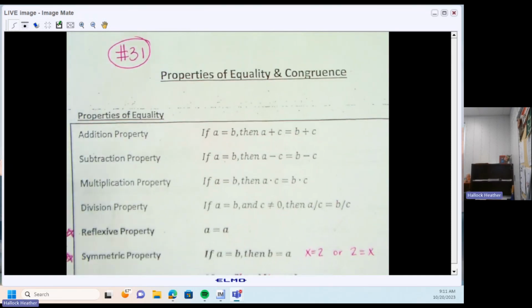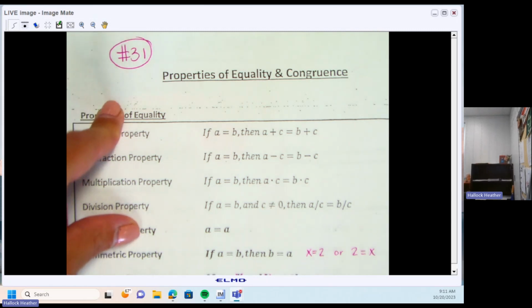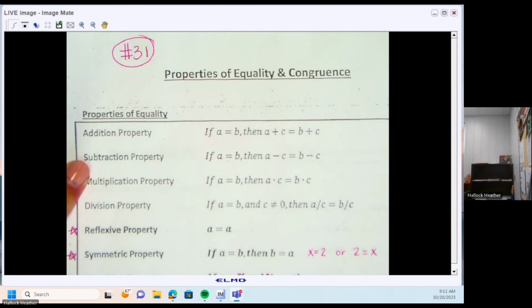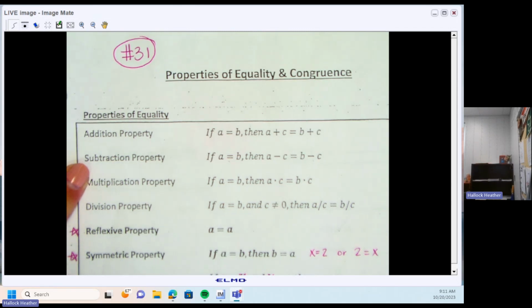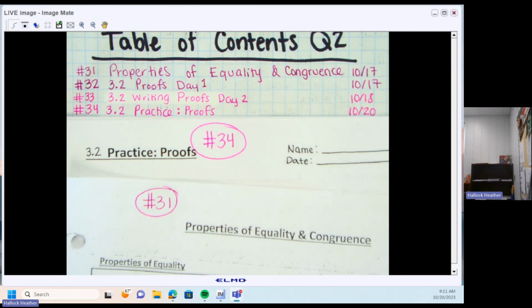Really on Tuesday, we just talked about this top box. The top box was addition property of equality, so when you're adding to both sides, subtraction property of equality. So when you're subtracting. That's when you subtract to both sides. Multiplication property of equality when you multiply to both sides. Division property of equality when you divide to both sides. So we are really adding on to that today.